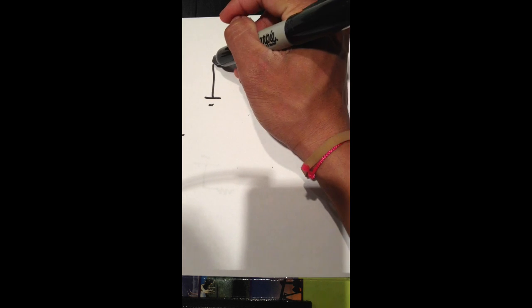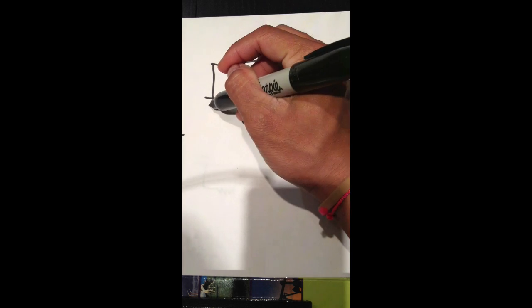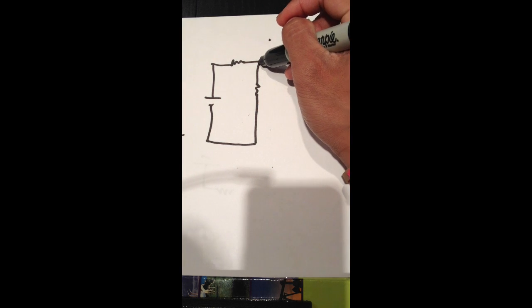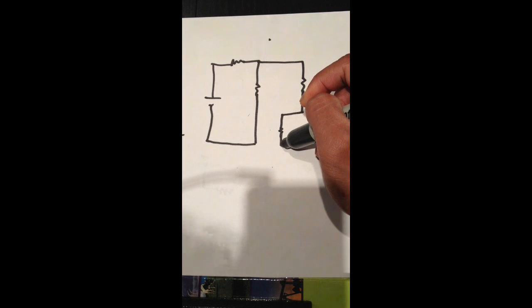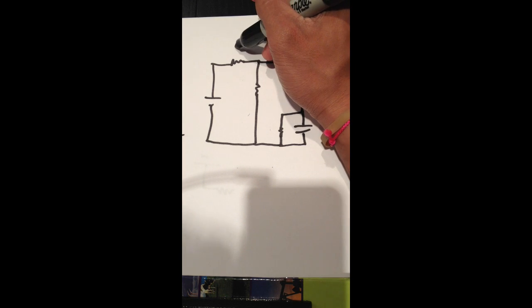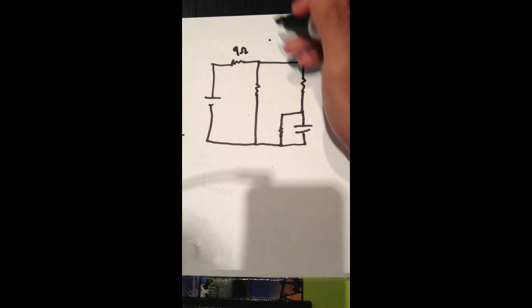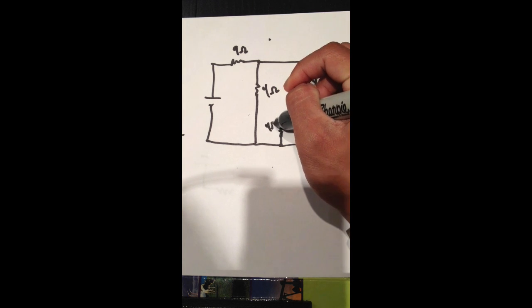Let's start off by drawing the circuit. Power supply, resistor, resistor. We have another one. Resistor, then your capacitor. This is 9 ohms, 4 ohms, 8 ohms, 30 microfarads, and 4 ohms.